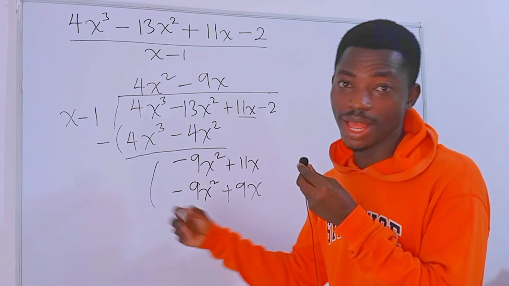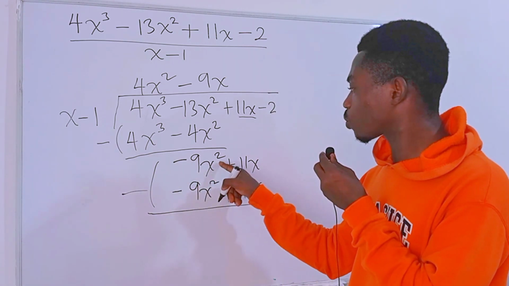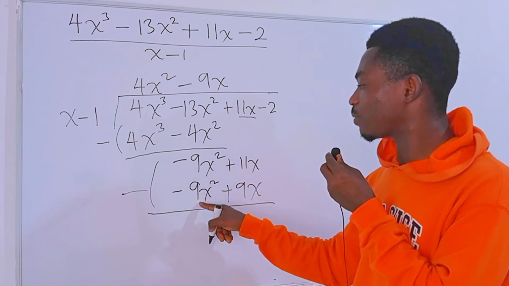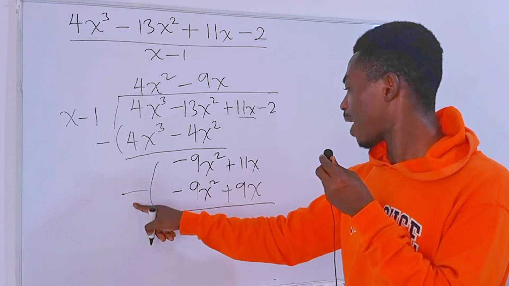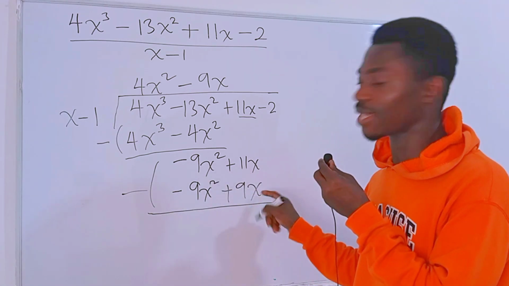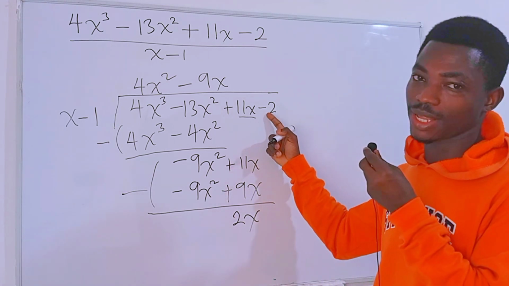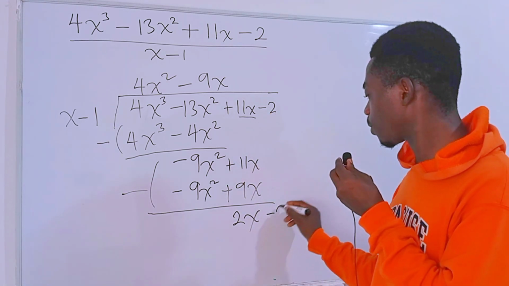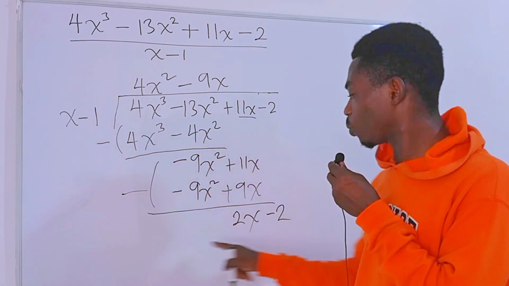To get the remainder, as always, subtract. Negative 9x squared minus negative 9x squared, that is 0. 11x minus 9x, that is 2x. This time, let's bring down this negative 2. Another question, what times x will give you 2x?